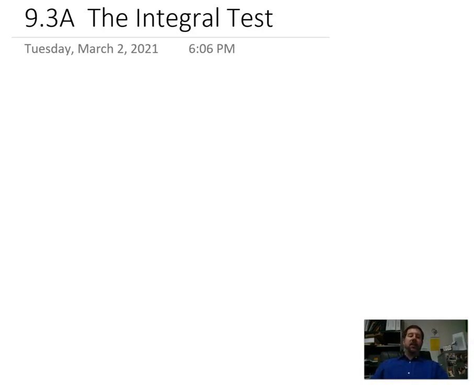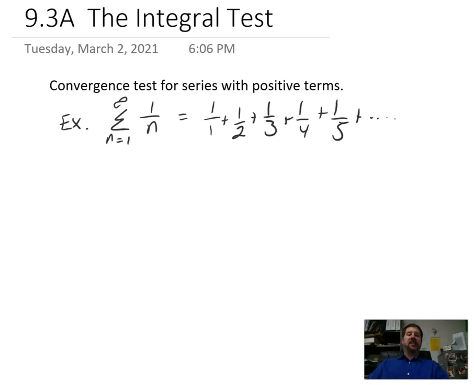Today we are going to start our series of tests on series. We're going to start picking up a bunch of different tests to see whether a series is going to converge or diverge. Most of our tests, especially to begin with, are going to be convergence tests for series with positive terms only. So, for example, I could use it on a series like this: 1 over n, where 1 plus 1 over 2 plus 1 over 3 plus 1 over 4. These are all positive terms, so this would be a good test for this type of series.